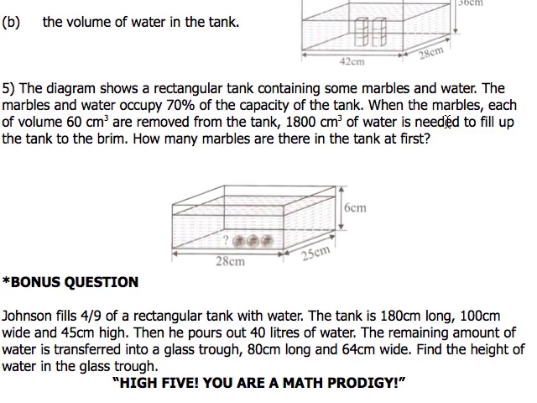A lot of steps required, so let's do this step by step. When you have this kind of questions, like I said, math is simple, right? All you have to do is put numbers in order. Let's do this in order, okay? So the diagram shows a rectangular tank containing some marbles and water. The marbles and water occupy 70% of the capacity of the tank. Let's stop there and let's do that first. So we know that the volume of the tank is 28 times 25 times 6. Okay, let's do that first.